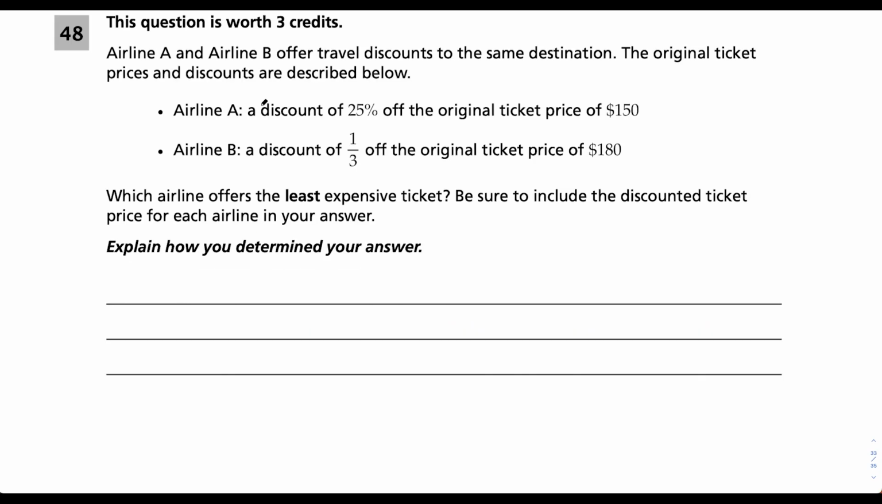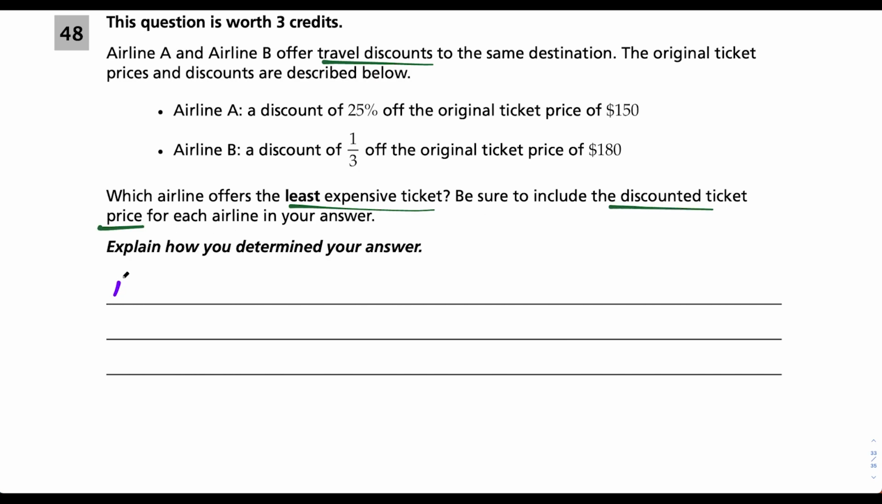So question 48, our final question. We have Airline A and Airline B offer travel discounts to the same destination, and the original ticket prices and discounts are described below. Which airline offers the least expensive ticket? And we have to be sure to include the discounted ticket price for each airline in our answer.